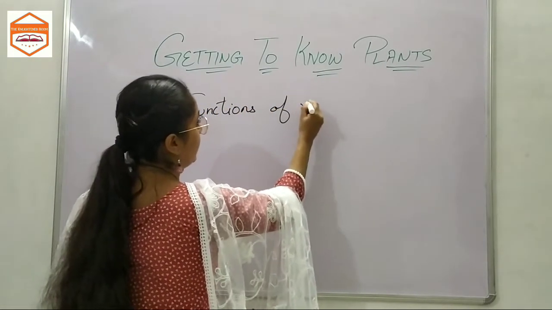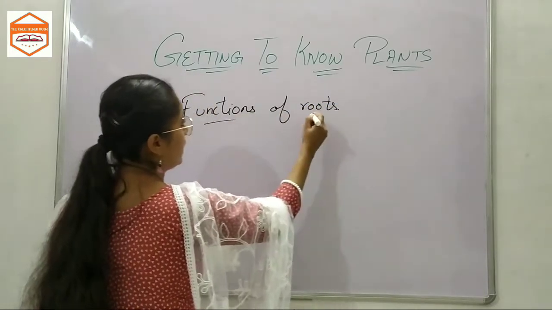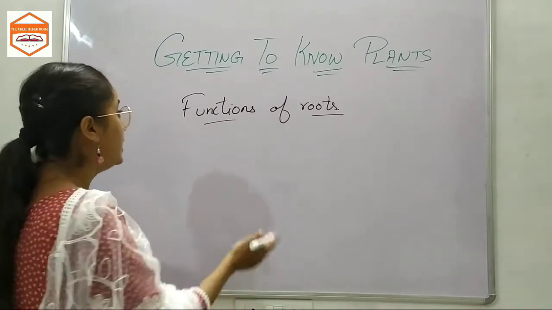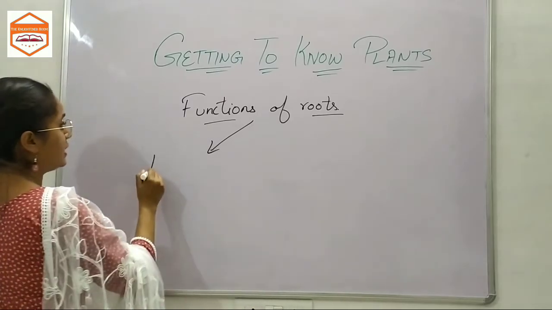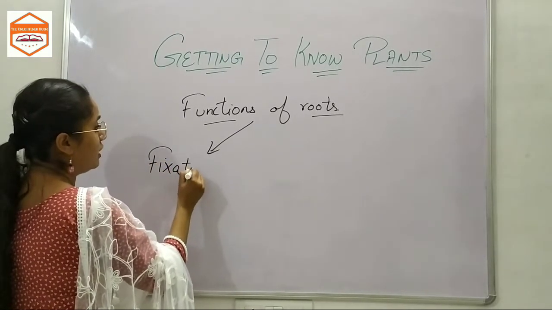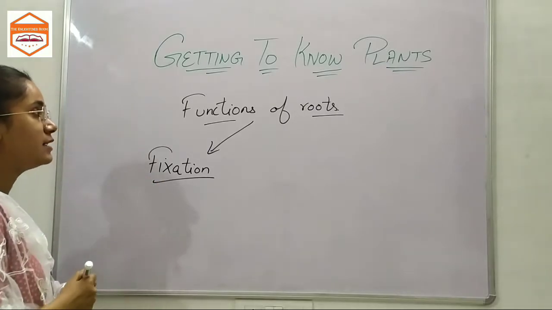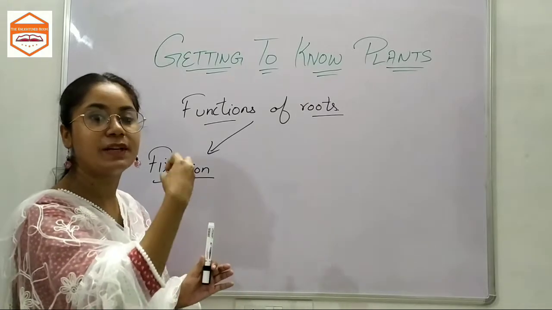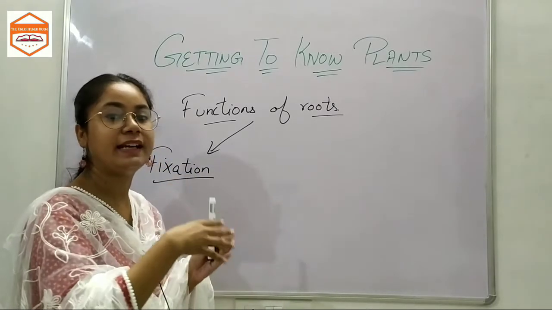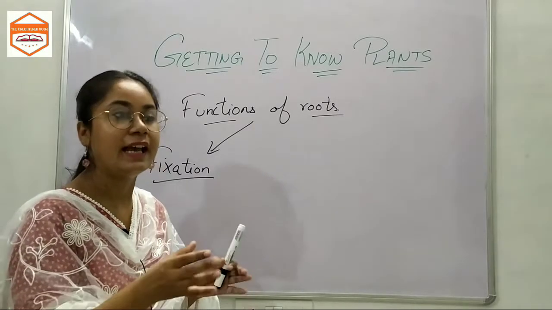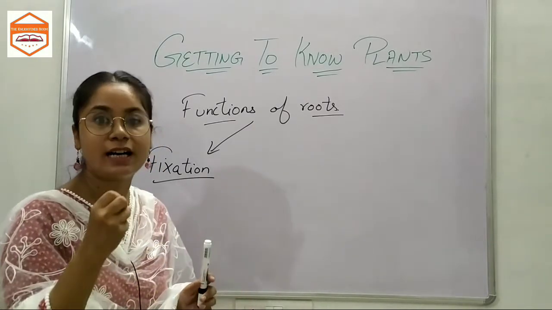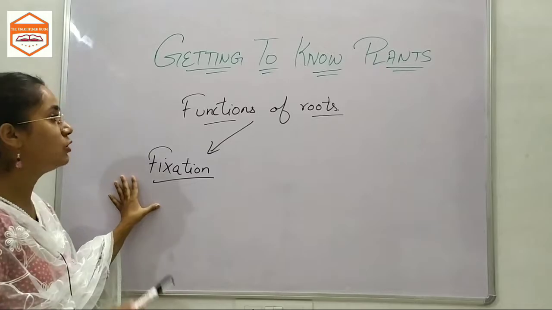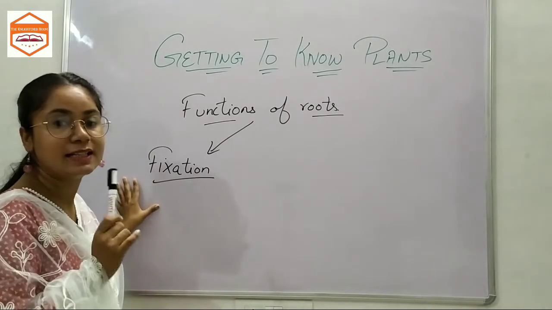Until now we have studied that roots are of two types, tap roots and fibrous roots, and these roots have their special functions. First of all, the first function of root is to fix the plant, so you can call it fixation. The roots help the plant get fixed into the soil. The roots spread into the soil very firmly, bind the soil firmly, and do not let the plant be pulled out or blown away with the wind.